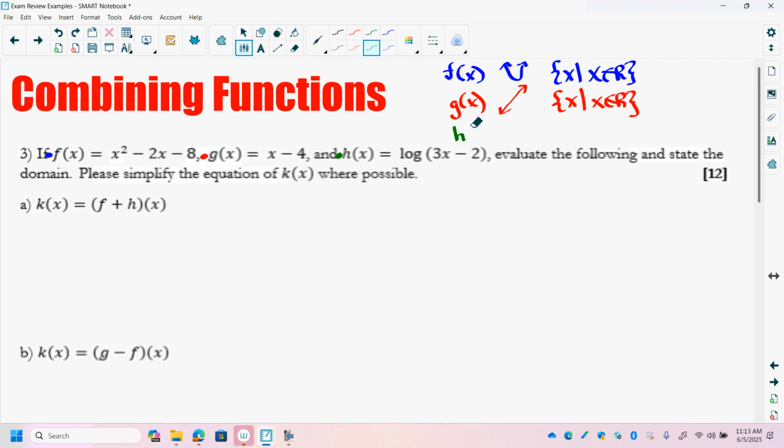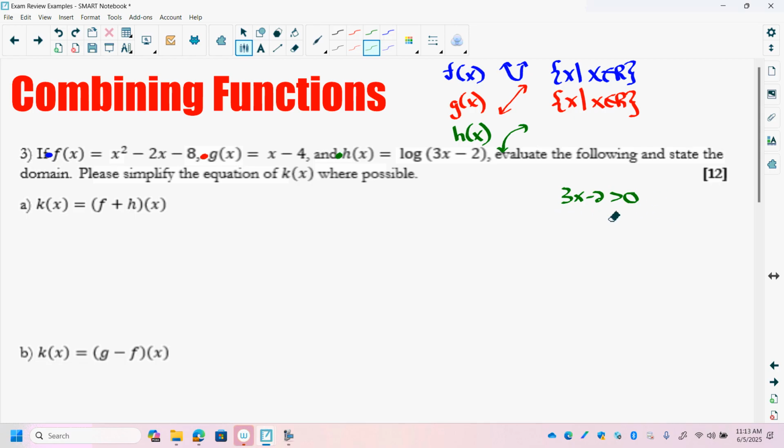h of x is a logarithmic function. We studied them in Chapter 8 of Pre-Cal 12a. It's going to look something like this. It's the inverse of an exponential function. Do you remember how to find the domain of a logarithmic function? You take the argument, the thing in the brackets, in this case 3x minus 2. And it has to be greater than 0. Not greater than or equal to, just greater than.